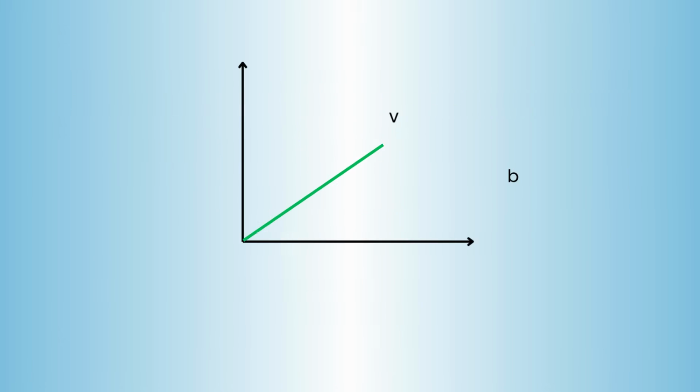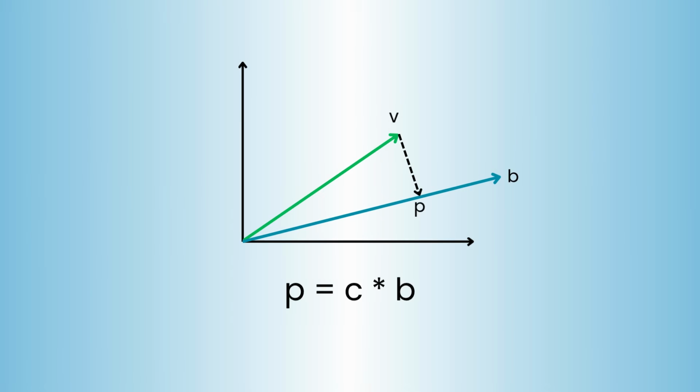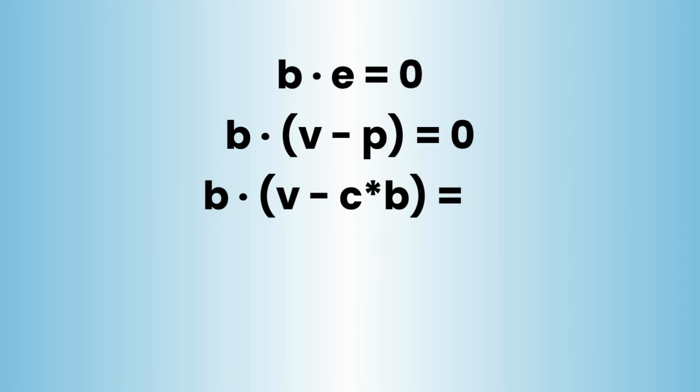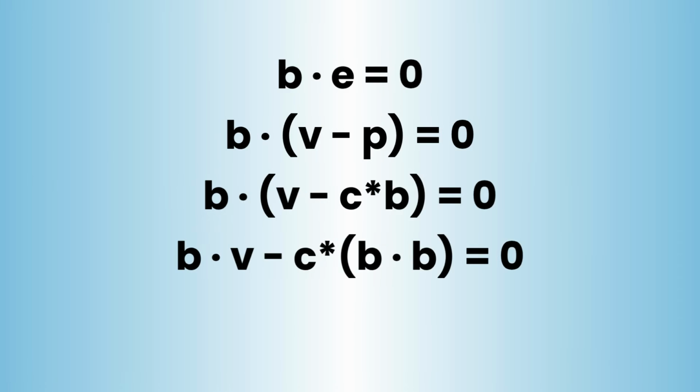Let's substitute that in. We also know that our mystery projection p is just a scaled version of b. It's p equals c times b, where c is the unknown coordinate we are looking for. Let's substitute that too. Using the distributive property of the dot product, we can expand this. And now we can isolate the one thing we have been hunting for all along, the scalar coordinate c.